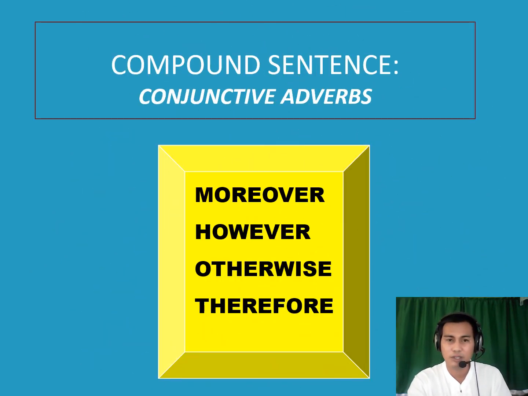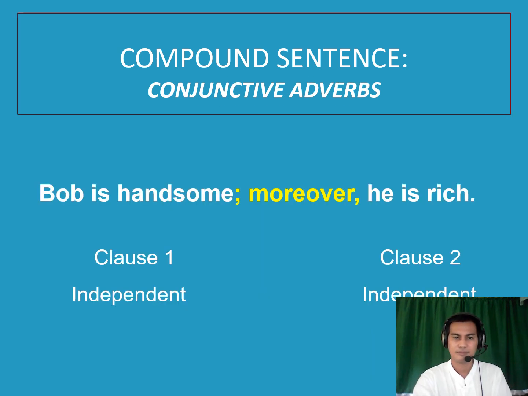Then you can also have the use of conjunctive adverbs. These are examples of conjunctive adverbs: moreover, however, otherwise, therefore. Okay, you have to make sure that when you use conjunctive adverbs, before that, you have to have a semicolon. You have here, Bob is handsome; moreover, he is rich. It tells something more. It's an additional, okay?